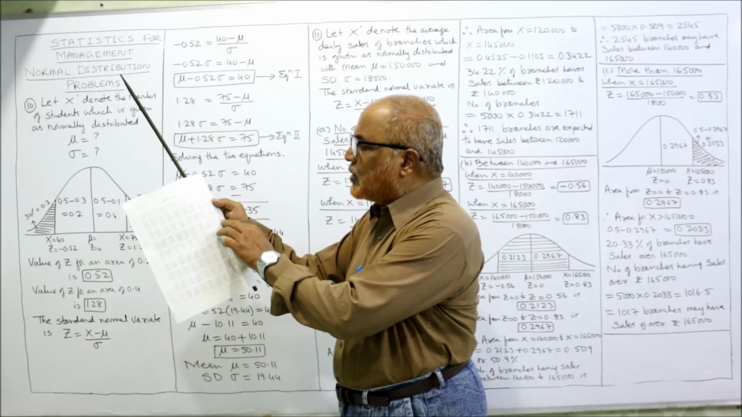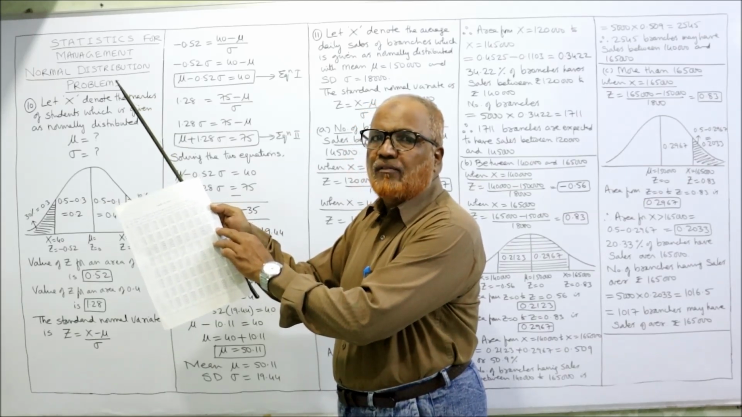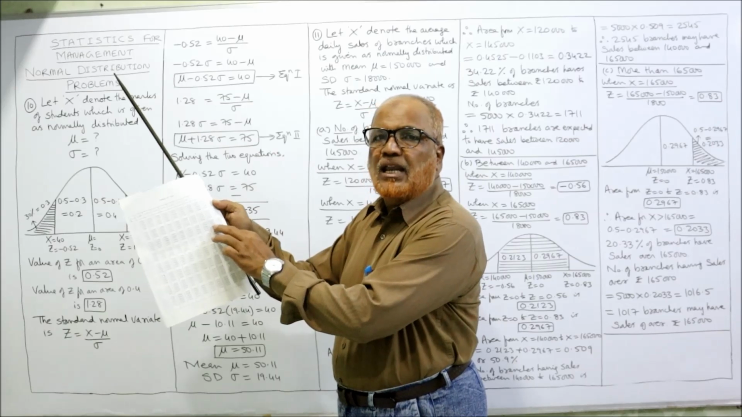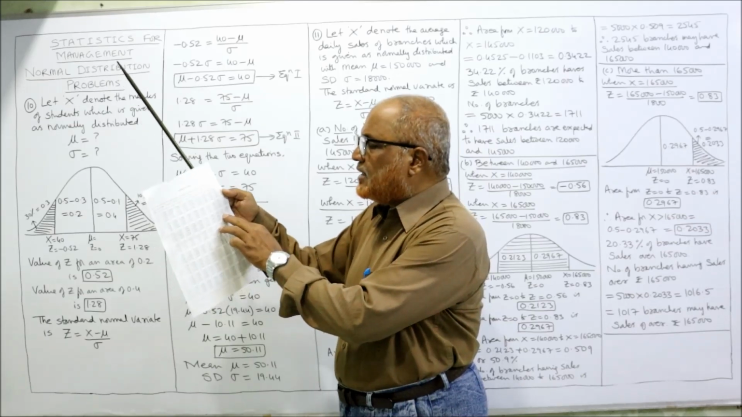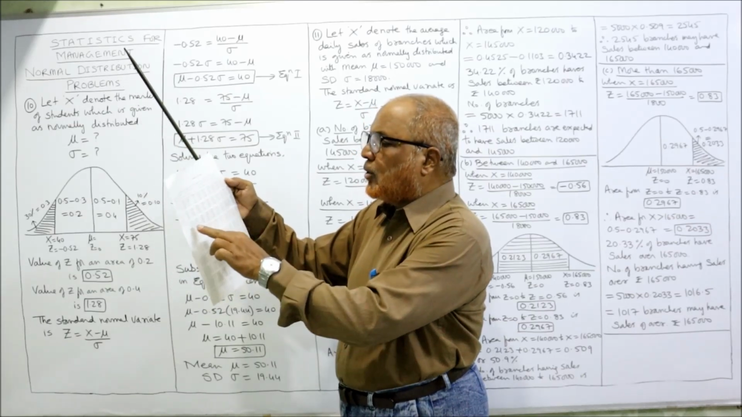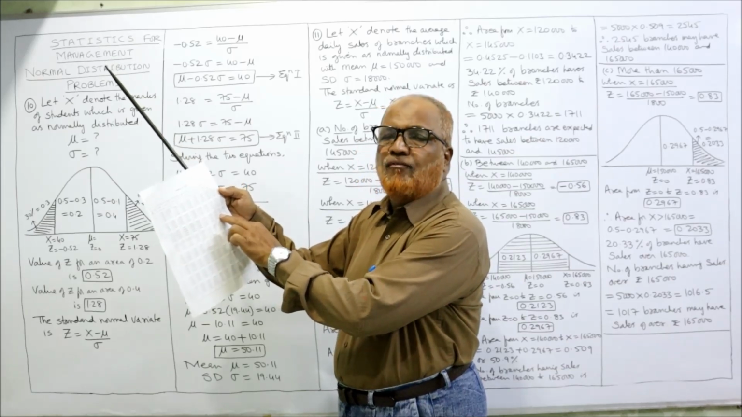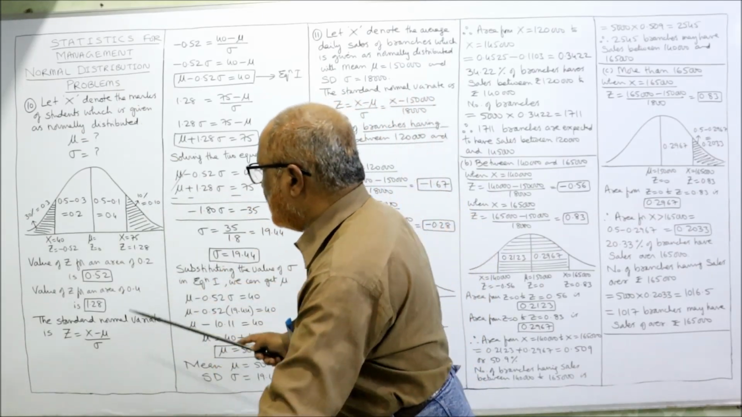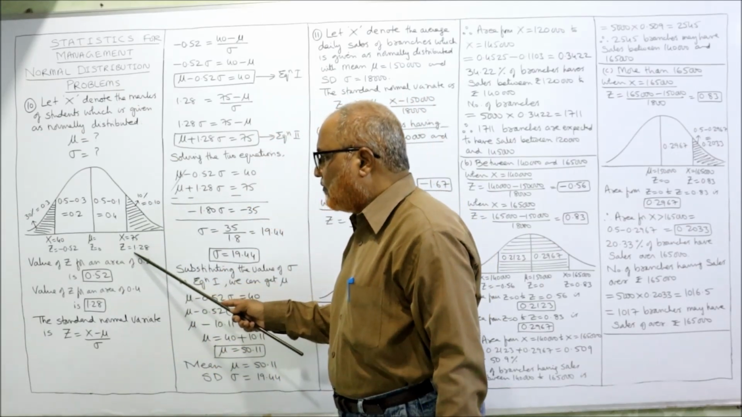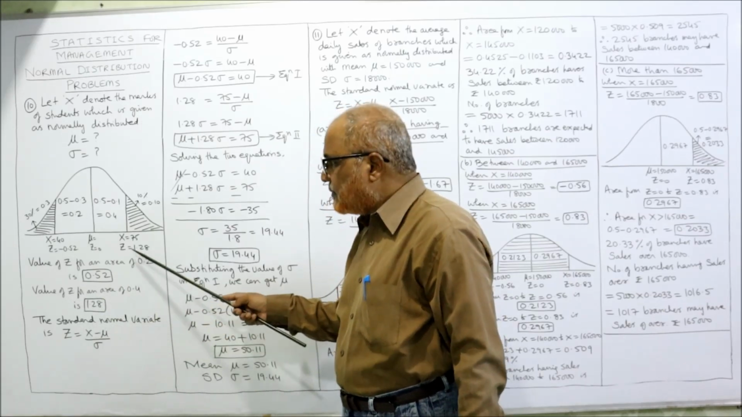0.3997 and 0.4015. 0.4015 is a little bit far away, whereas 0.3997 is very near to 0.4. So this 0.3997 is in the row 1.2 and in the column 8. 1.2 under 8, so 1.28. So we can see here Z is equal to 1.28. The value of Z for an area of 0.4 is 1.28.